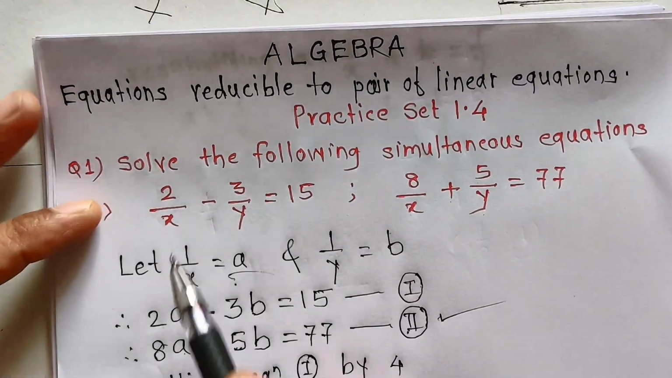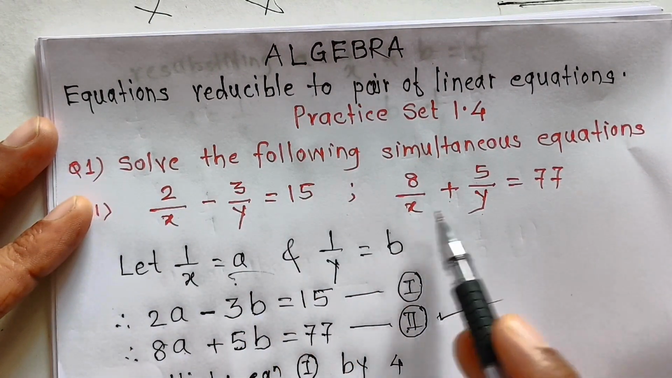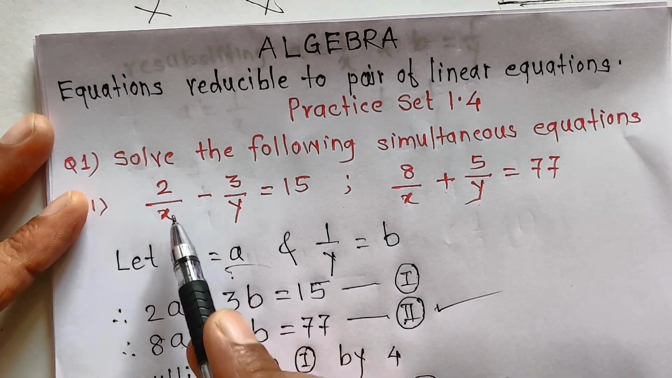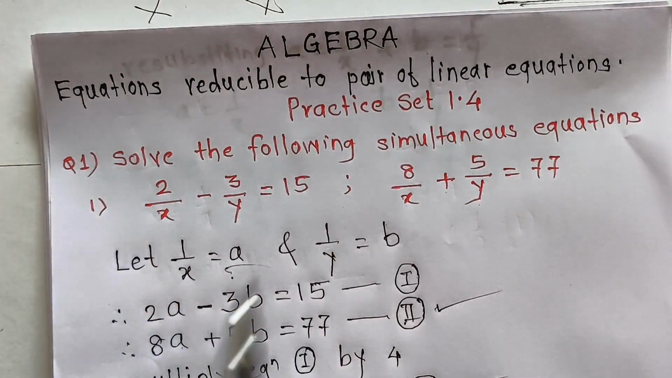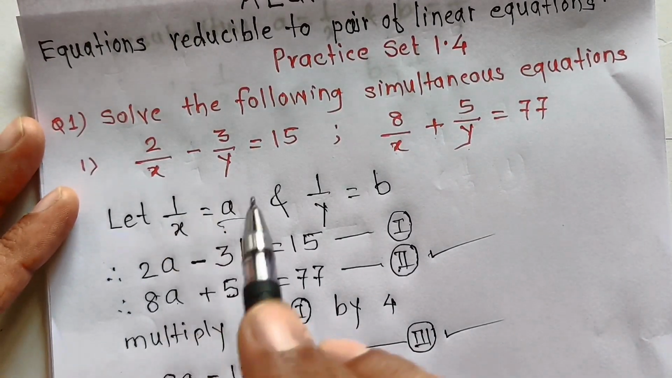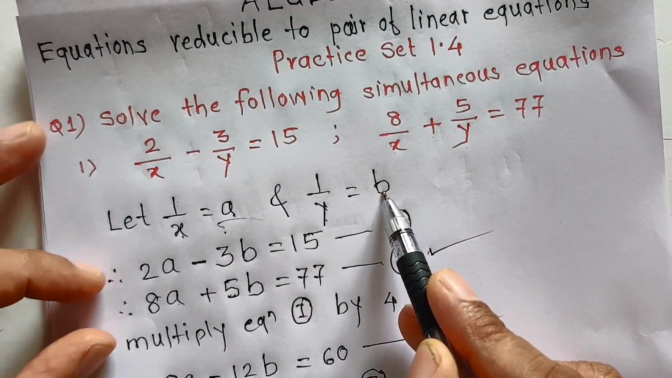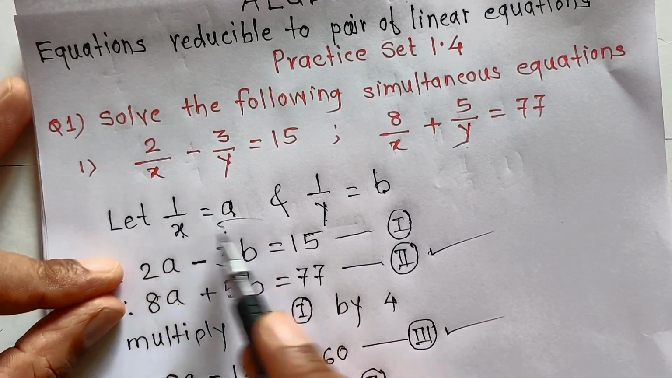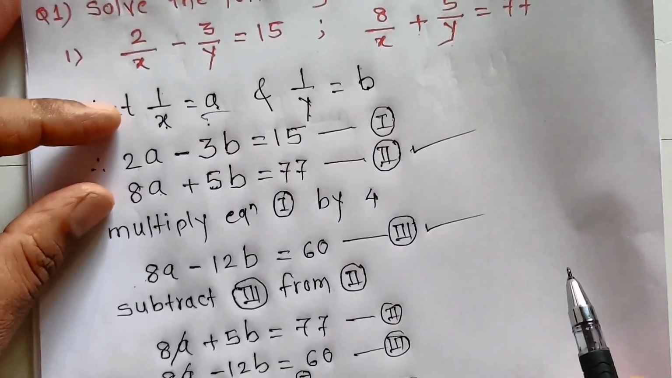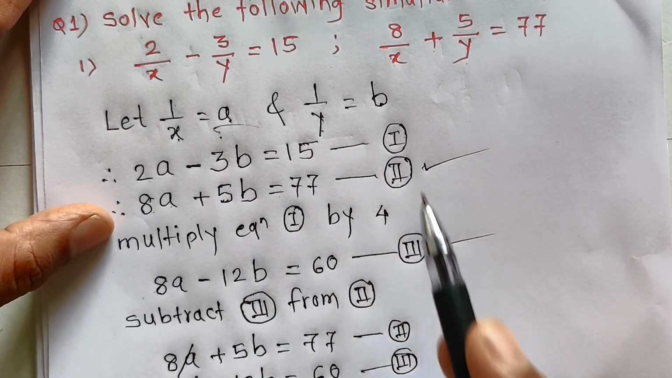So let us revise. The equations are given like this: 2 upon x minus 3 upon y is equal to 15, 8 upon x plus 5 upon y is equal to 77. So first, by observation, these are not linear equations. We have to convert them into linear equations. So how to convert into linear equation? Let 1 upon x is equal to a, 1 upon y is equal to b. After substituting, we get equation 1, 2a minus 3b is equal to 15, and equation 2, 8a plus 5b is equal to 77.